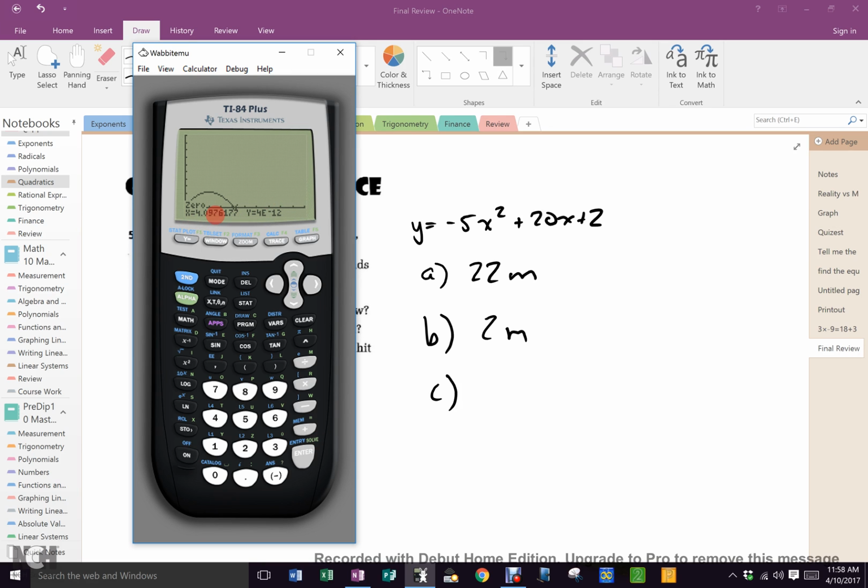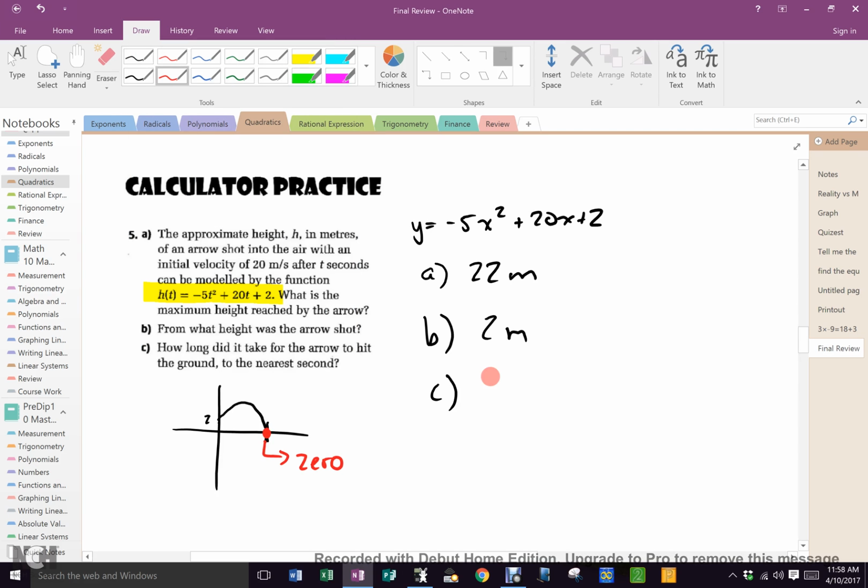4.09, right? Which is going to be 4 seconds. Now, when I did it without a calculator, I told you guys it was 2 plus the square root of 4.4, which makes sense because the square root of 4.4 is basically 2. 2 plus 2 is 4.